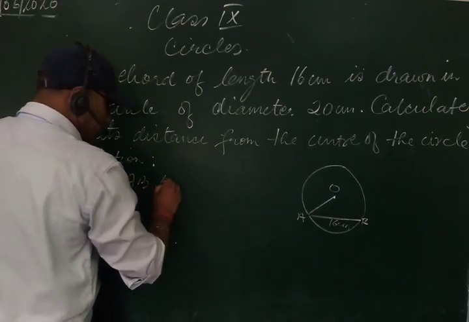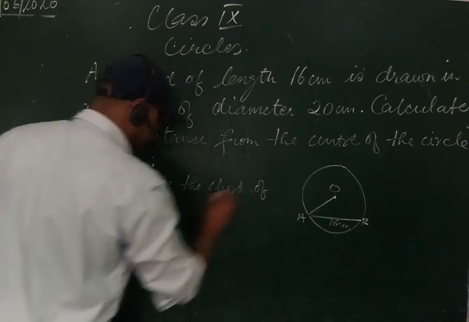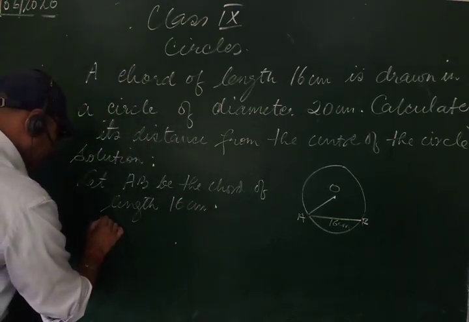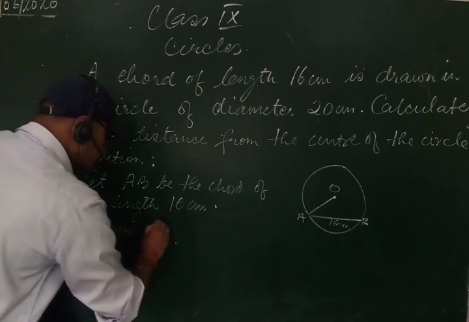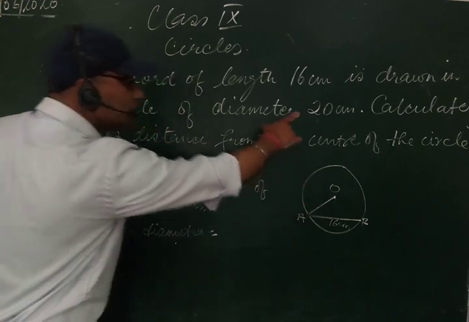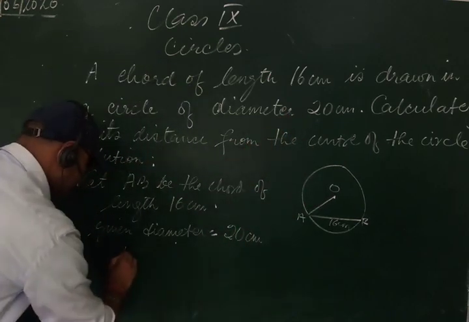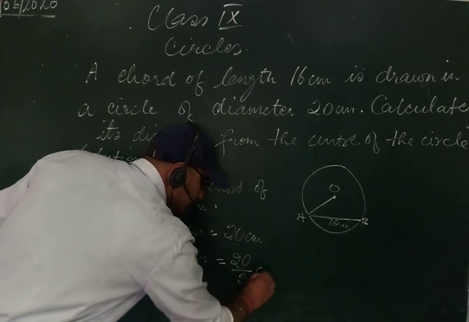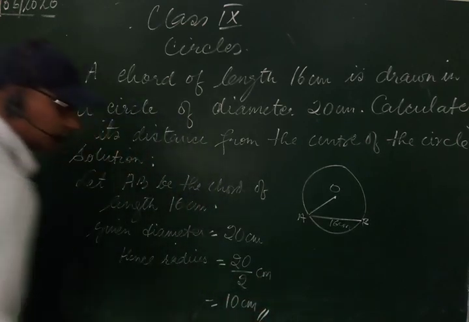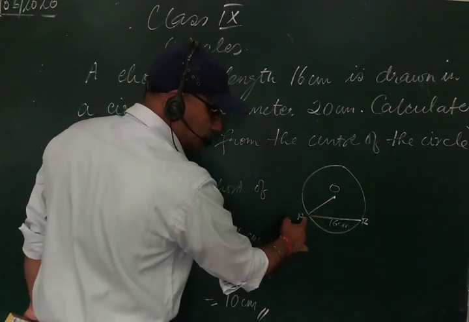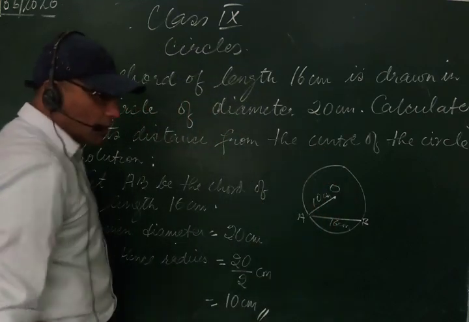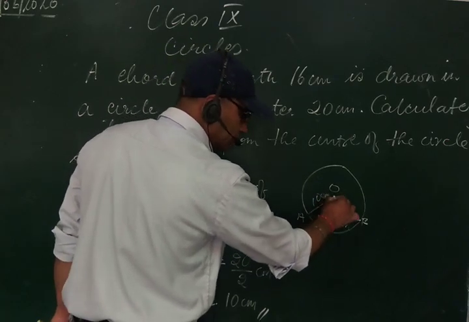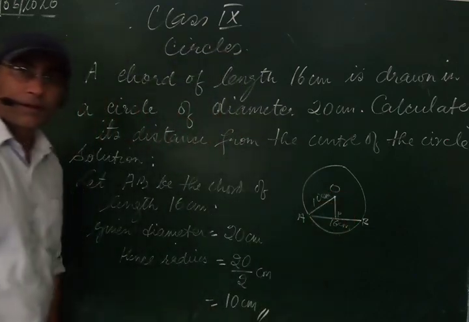Now what you can write is, let AB be the chord of length 16 centimeters, okay, given. The diameter has been given to us as 20 centimeters, so hence radius is equal to half of diameter, we know that, is equal to 10 centimeters. Yes, that means the distance from O to A, this becomes the radius, is 10 centimeters. What we need to know now is, what is the distance between the center to the chord? This distance you are going to find. Let us suppose this is P. Clear?